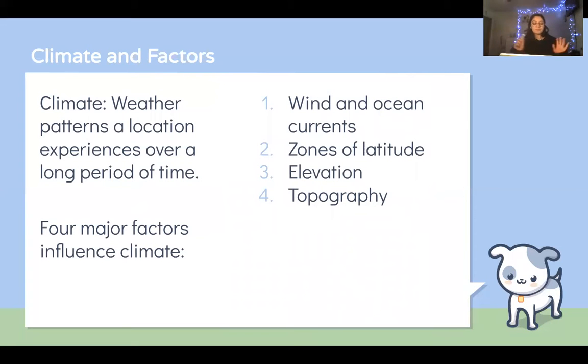Okay, so 1, wind and ocean currents. This one is really interesting and probably one of the hardest concepts to understand in terms of climate, I think. So I'm going to bring it back to my whiteboard. I'm going to draw the Earth since I don't have a map that I could point things out at.